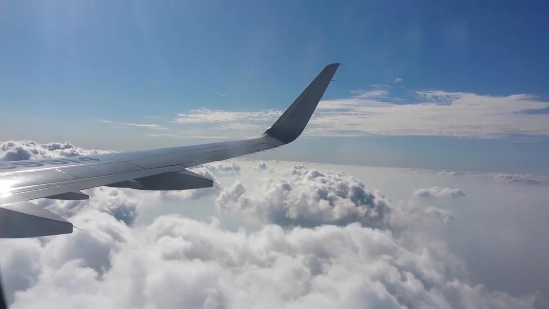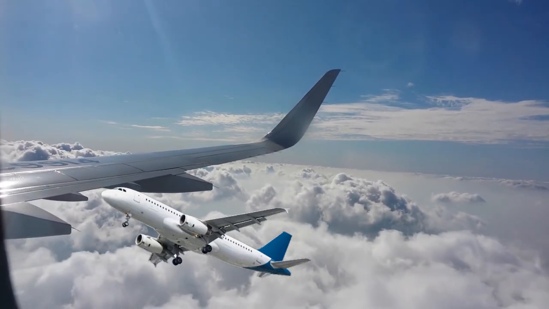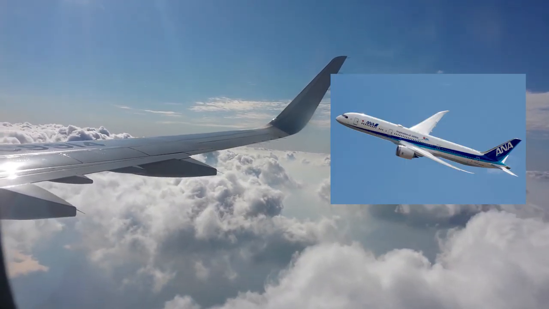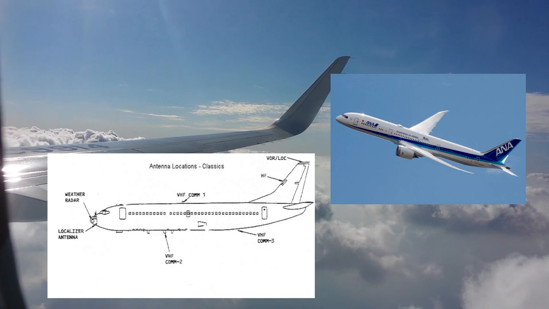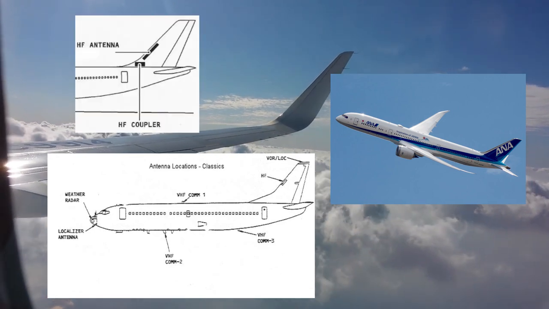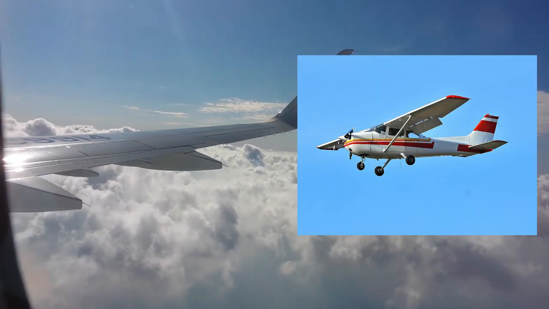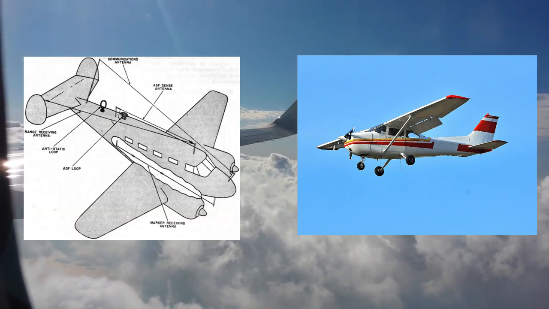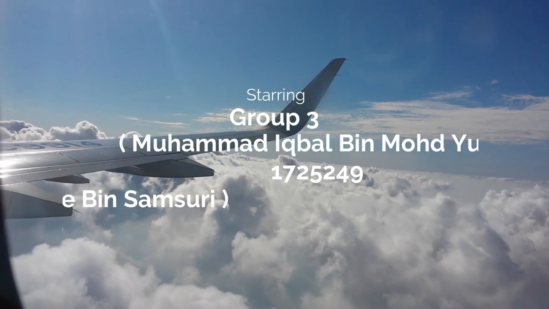In short, aircraft use VHF for short range and HF for long range communication. A Boeing carries 3 VHF and dual HF, and a light aircraft only carries dual VHF communication and a single HF antenna coupler.